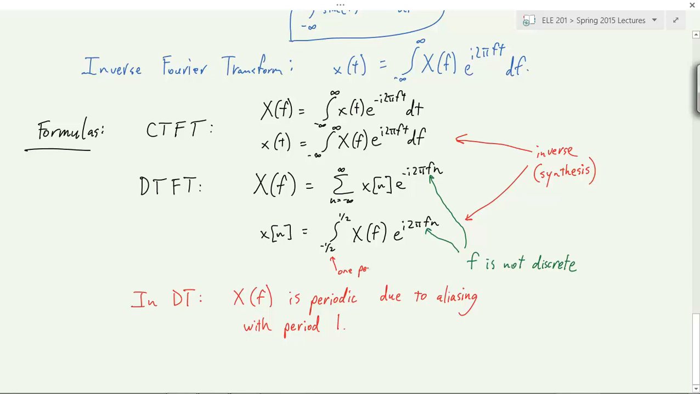Just like we discussed a minute ago, in fact, you could integrate over any one period. It doesn't have to be negative half to half. You'll get the same exact answer to this integral if you integrate from 0 to 1, from negative 1 to 0, or whatever interval you want. Okay, but often you just choose to do negative half to half.